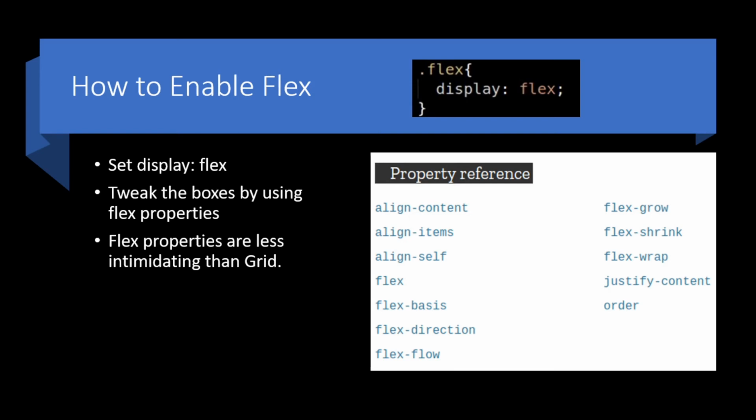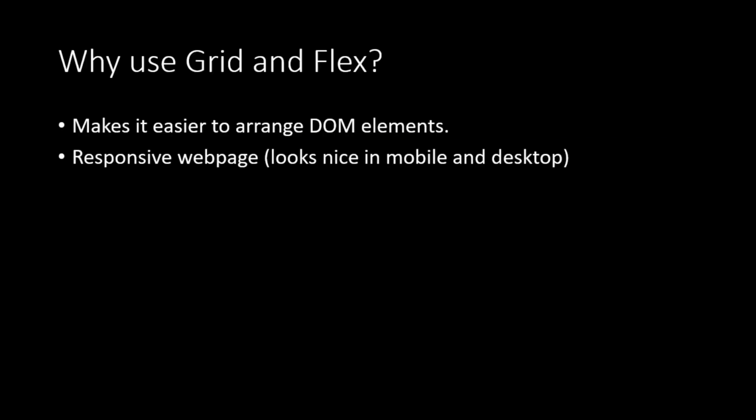Why do we want to use grid and Flex instead of the normal flow layout system? Well, there are 2 primary reasons. First, it's easier to arrange DOM elements by using grid and Flex. As you have seen in the previous example, it's very easy to create beautiful layouts by using Flex and grid. The second reason is grid and Flex make it easy to create responsive web pages. That means content created by using grid and Flex looks good in both mobile and desktop.